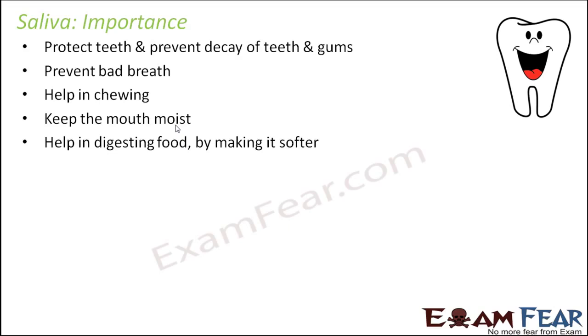The next thing is, since it has mucus in it, mucus makes it slimy and slippery, so it helps the food to get inside the body. Thirdly, since it has enzymes which can break down carbohydrates into simpler forms, that way also it helps in the process of digestion. So saliva plays multiple roles to help in the process of digesting food.